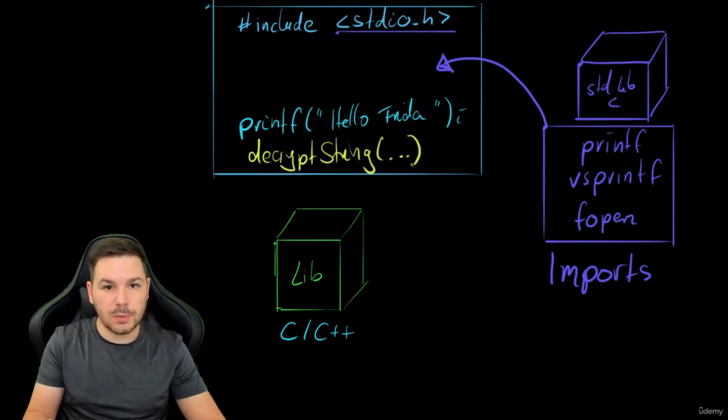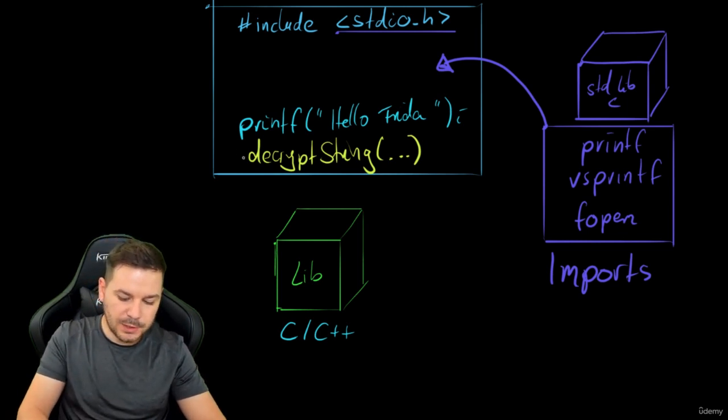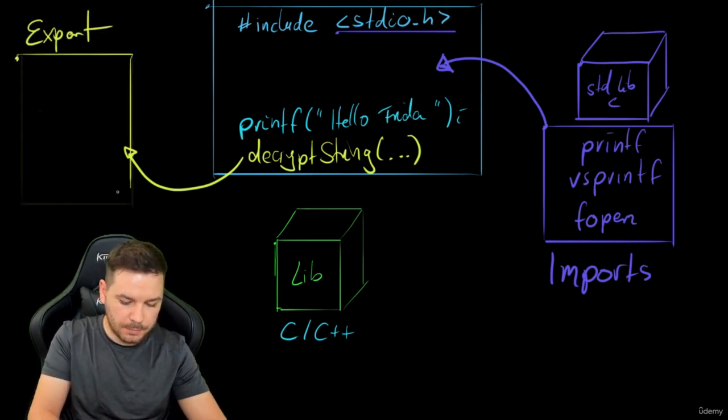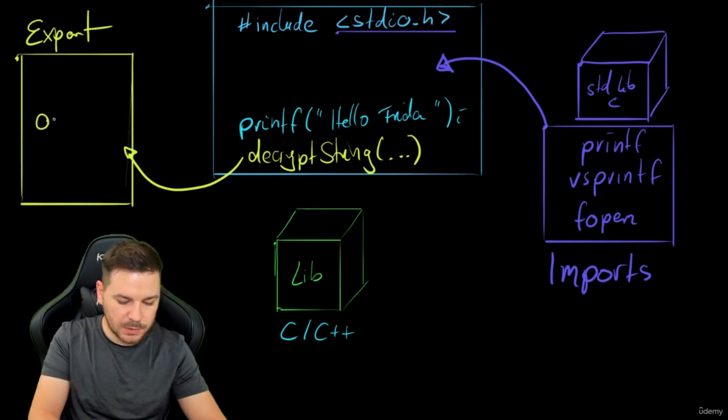And this one needs to be available outside of this library, for example in our Java code. Therefore, we need to export this function to make it available in another program. So this one is now outside.